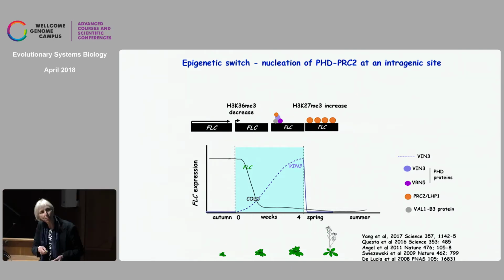You then, as the plants come back into the warm, this polycomb spreads across the body of the gene. And I showed you the K27 spread across the whole body. And you need that spreading to actually maintain the silencing for the long term over the many cell divisions that happen in the spring and the summer. So it's interesting, what's this switch?